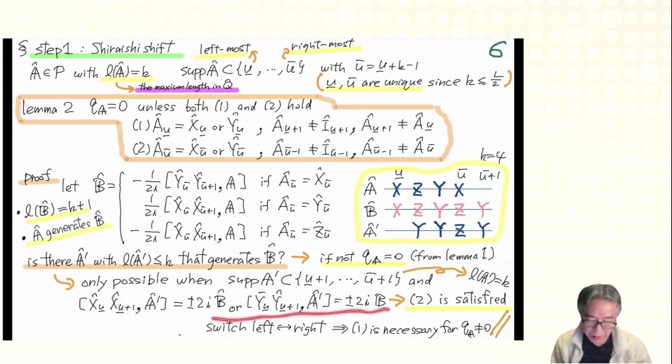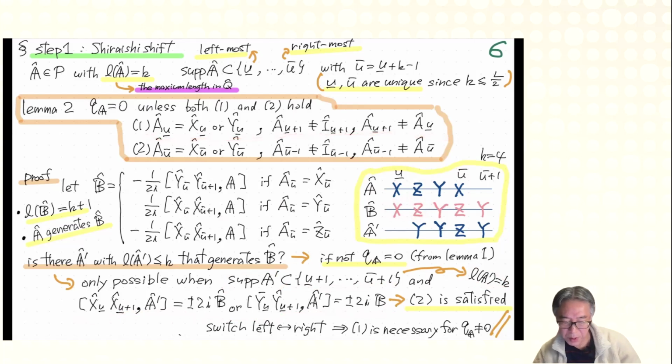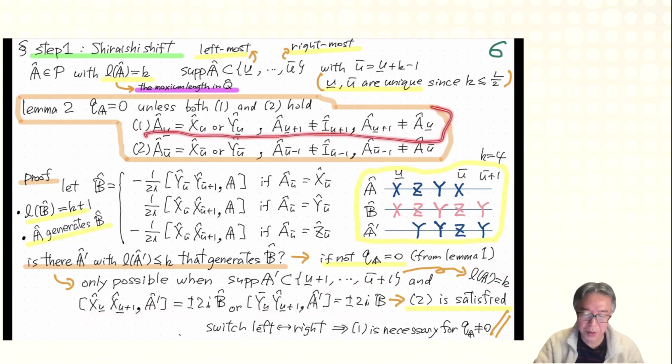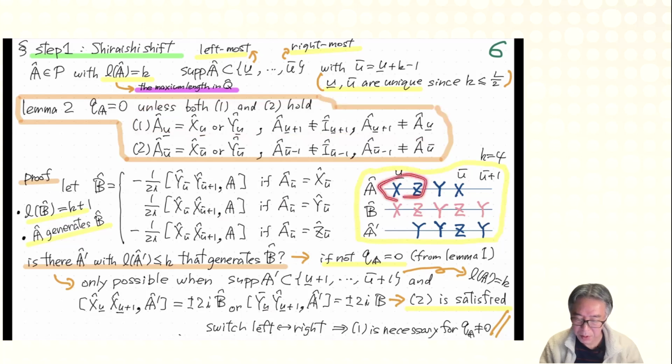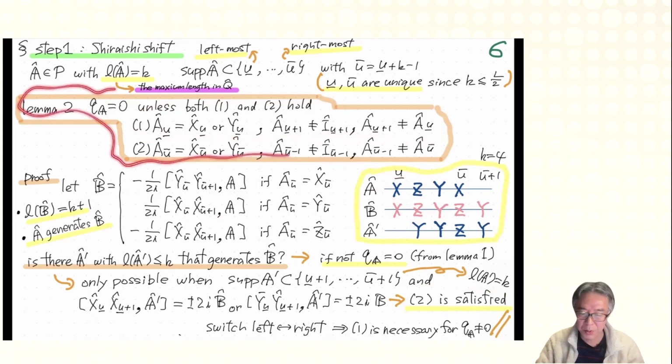And then you find, from the consideration that I explained already, the left end of B satisfies this, okay? Because this must be either X or Y, because you should take commutation relation. And also this guy should not be identity or should not be the same as this thing. So we have shown this property for B. But look, the left ends of A and B are the same. So this means that 2 is satisfied for A. So we have shown this, but to show this 2, the condition 2 is necessary. You can simply switch the role of left and right and repeat the same thing. Okay. So this proves this important lemma 2.